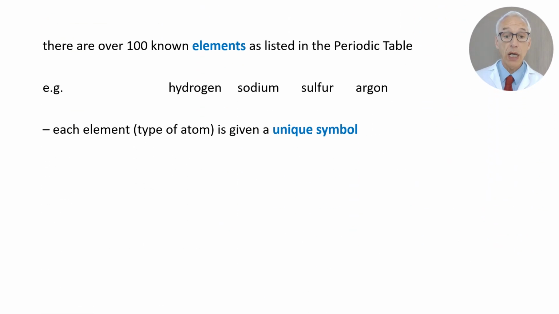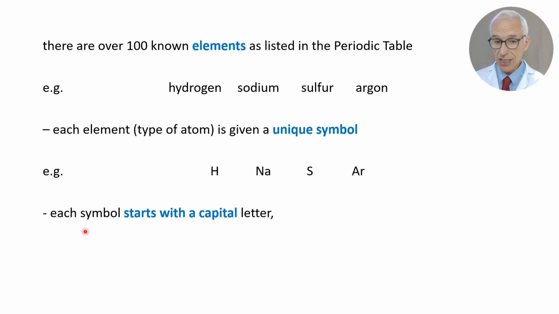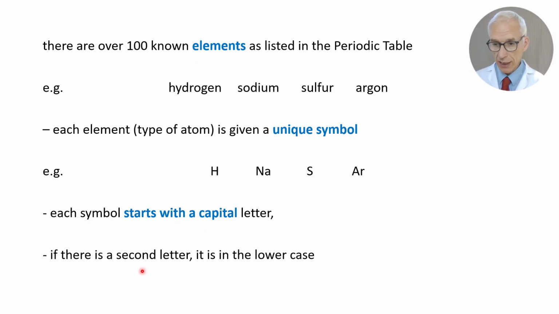There are 100 known elements, and they are of course listed in the periodic table. For instance, hydrogen, sodium, sulfur, argon, you'll be familiar with those. Each element, of course, has a unique symbol: hydrogen, sodium, sulfur, argon. Please note, each symbol starts with a capital letter. If there's a second letter, it is lowercase. So sodium, for instance, capital N, lowercase a. That is one symbol for one element, sodium.